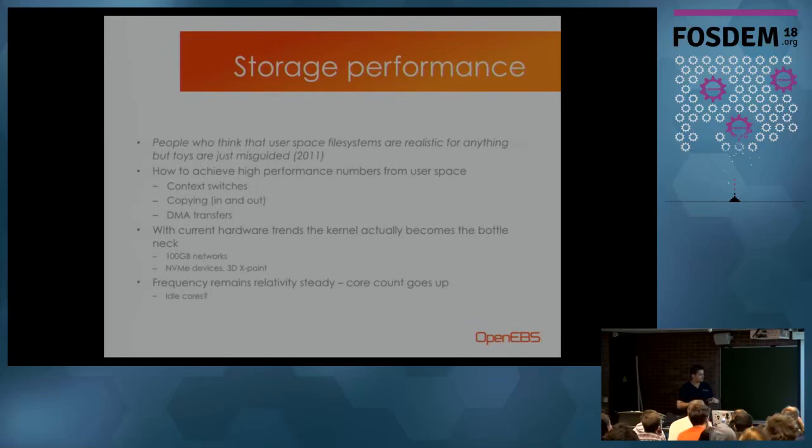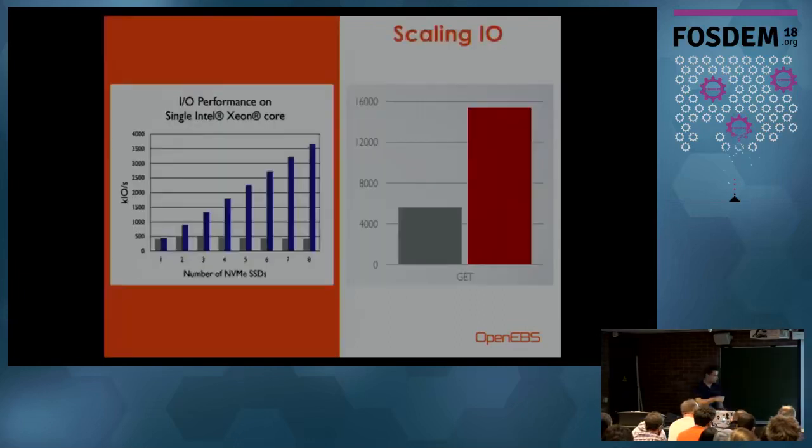The other observation is that frequency remains relatively stable while core count goes up. If you buy a Mac, they have 19 cores, right? It's just amazing. So I see a lot of idle cores somewhere. This is not just me claiming this. This is a graph from Intel. On the lower side, you see the number of SSDs and then the number of IOPS. Like I mentioned, a single device does around half a million IOPS. And when you add more devices, the total number of IOPS does not increase. So that's not getting the biggest bang for your buck, so to speak.